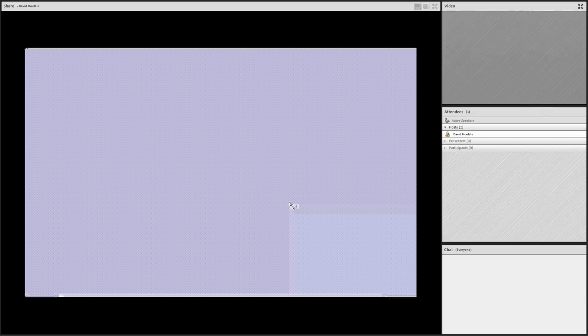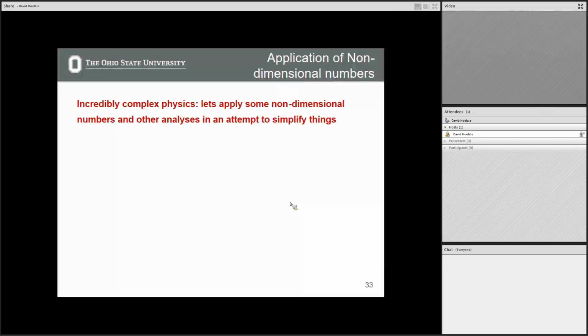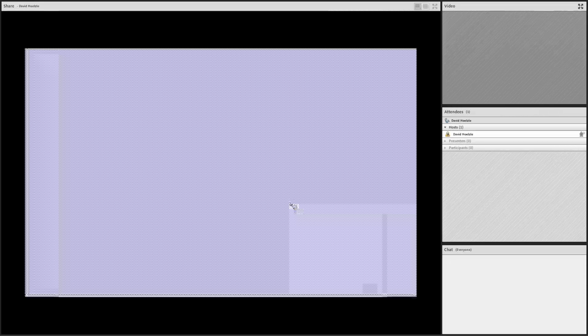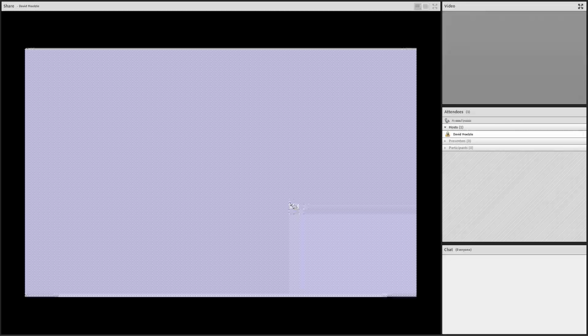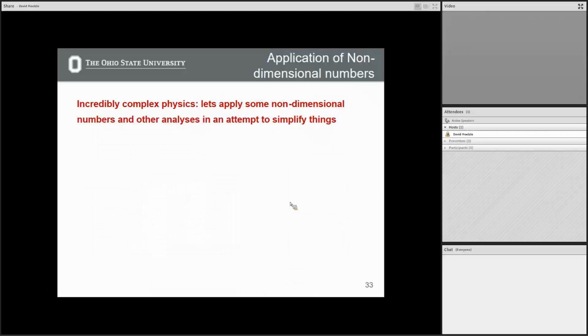Okay. All right. So with all this being said, these are, in a very quick manner, some of the physics that people consider when they look at powder bed fusion. And then it's worth looking at some non-dimensional numbers to try and figure out if we can simplify our analysis a little bit.